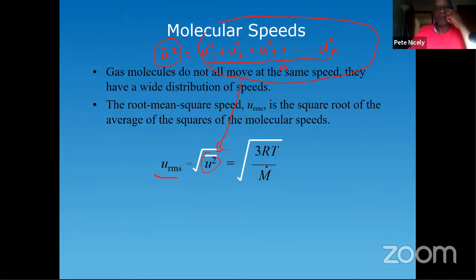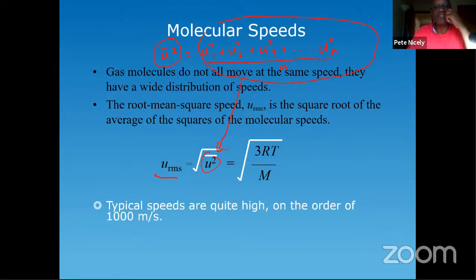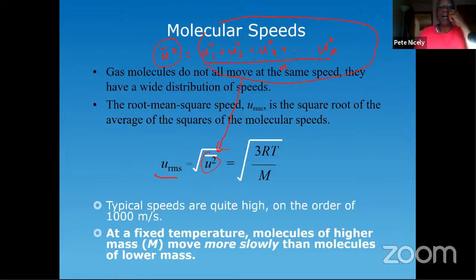right? Now, the different terms in this equation, you know some of them already. R is a molar gas constant. Let me circle it here. R is the molar gas constant. T is the temperature in Kelvin. And M is the molar mass, right?